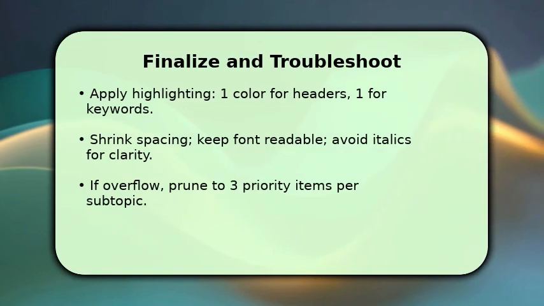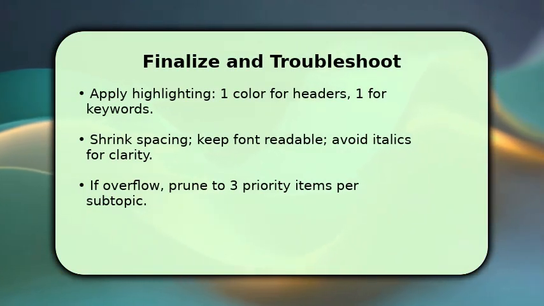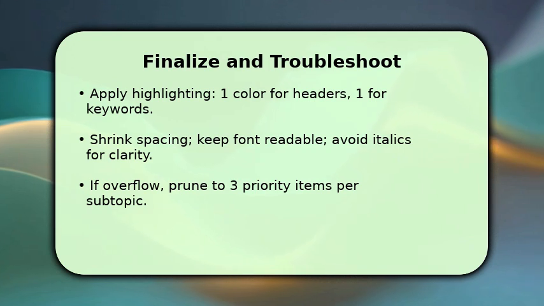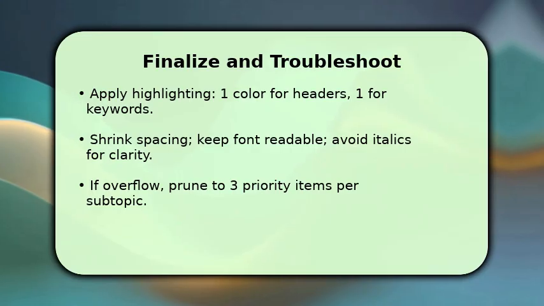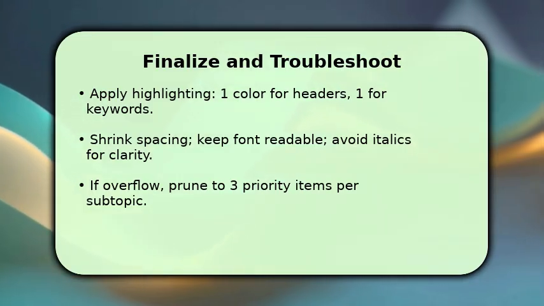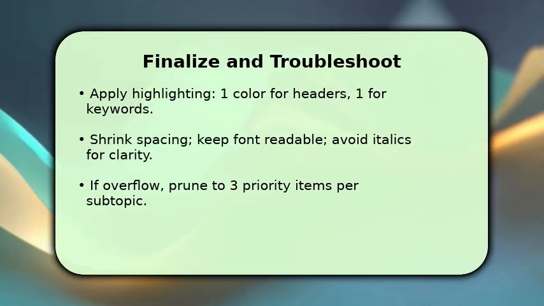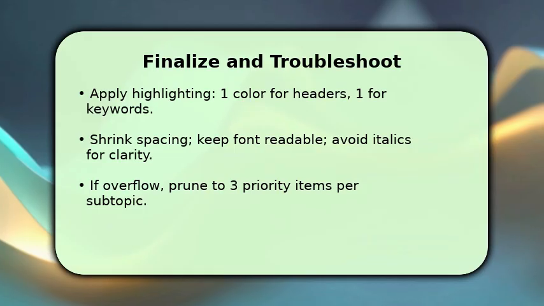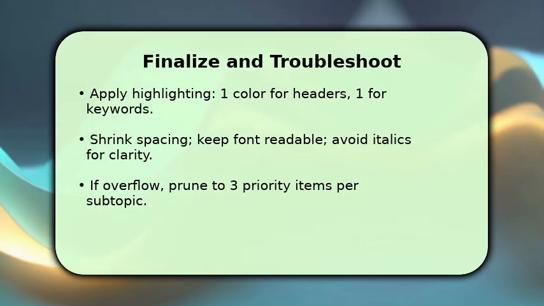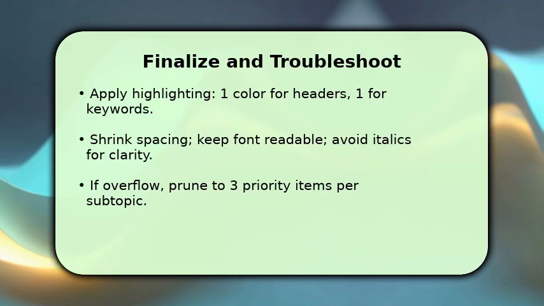You finish by refining visual priority. Highlight headers with one color and keywords with another so scanning works. Once done, tighten spacing and keep fonts readable. Avoid italics because they slow skimming. Make sure every word earns its place and trim lines that repeat ideas. If the page overflows, prune aggressively to only the top 3 items per subtopic. That single move rescues the layout.